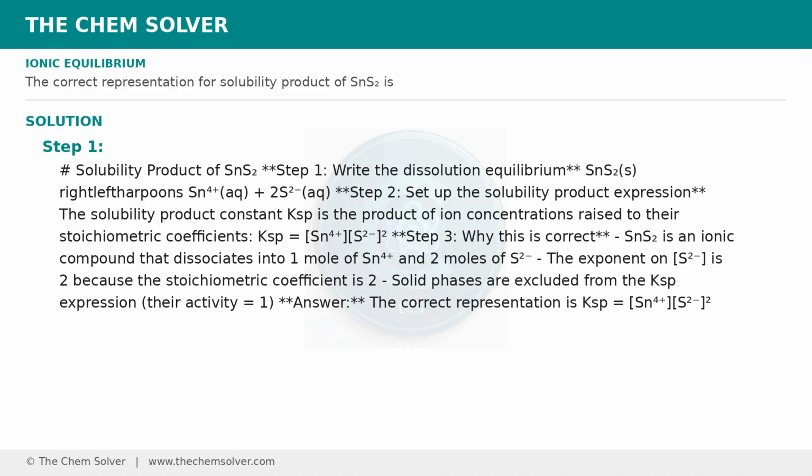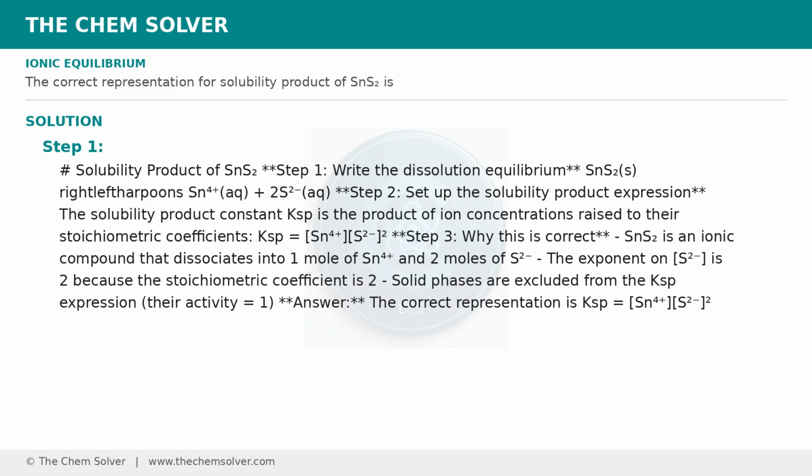Solubility product of SnS₂. Step 1. Write the dissolution equilibrium. SnS₂(s) ⇌ Sn⁴⁺ + 2S²⁻. Step 2. Set up the solubility product expression.